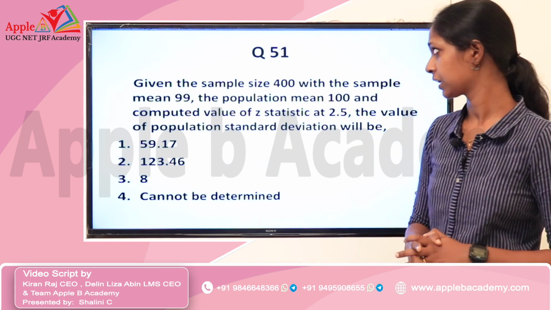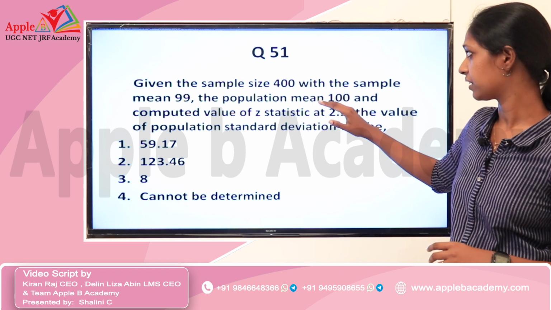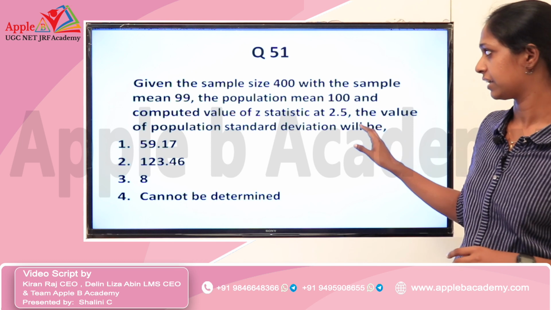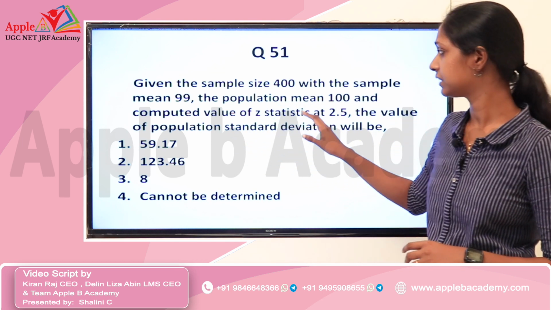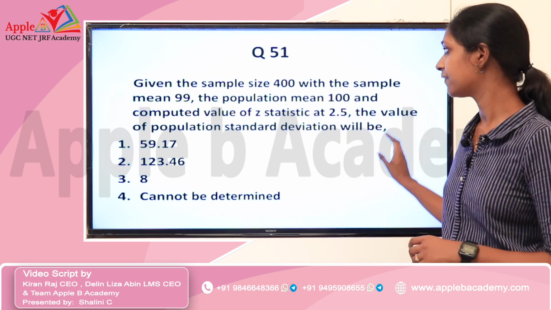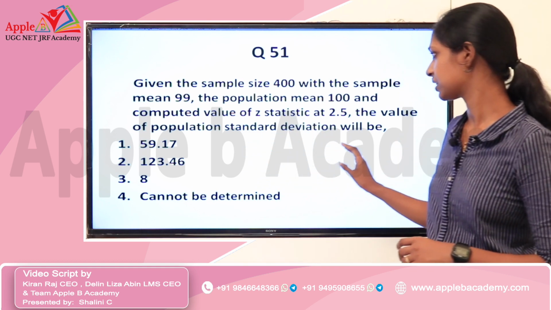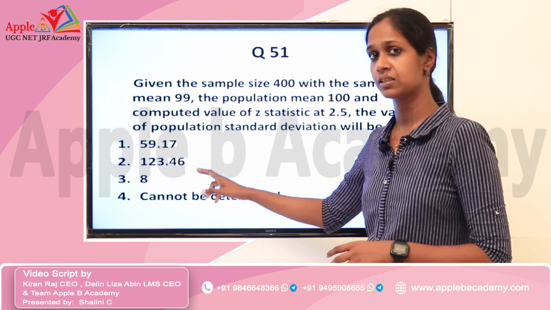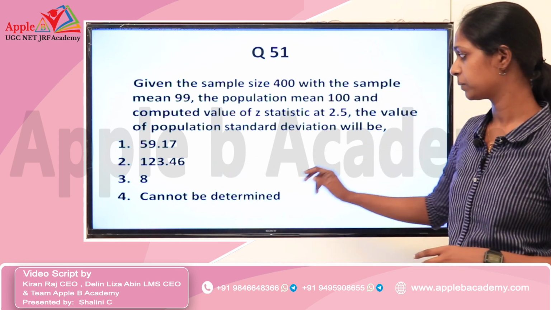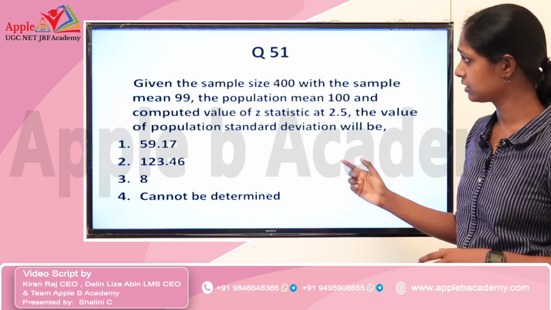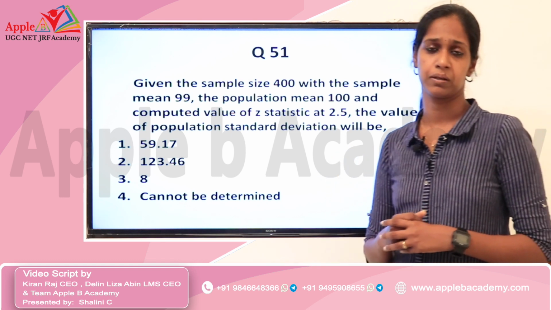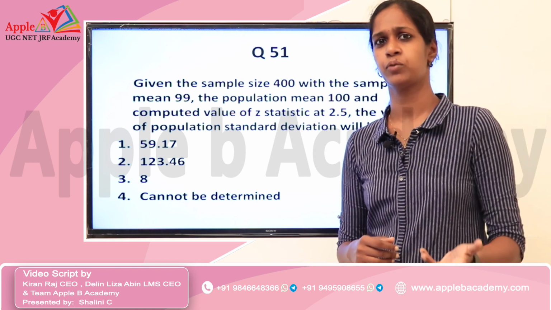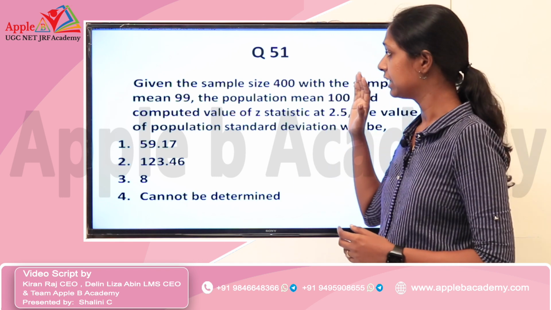Question 51. Given the sample size 400 with the sample mean 99, the population mean 100 and computed value of Z statistic at 2.5, the value of population standard deviation will be: 59.17, 123.46, 8, or cannot be determined. So, this is the question I was talking about, to compute the Z statistic. We haven't actually done problems of this kind, we have only looked at the theory.